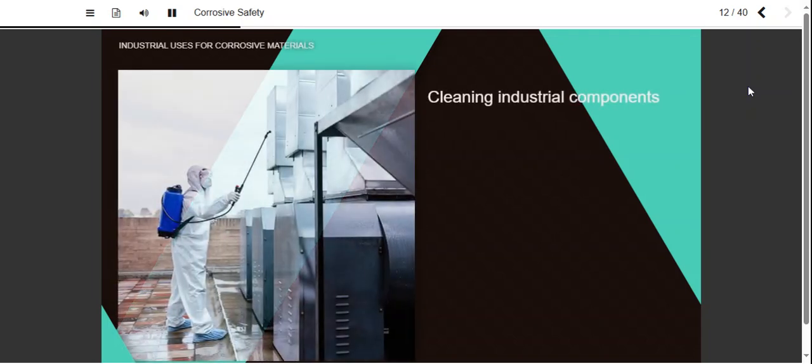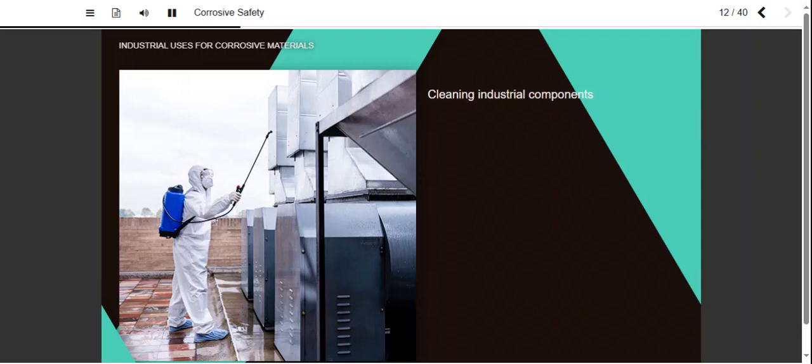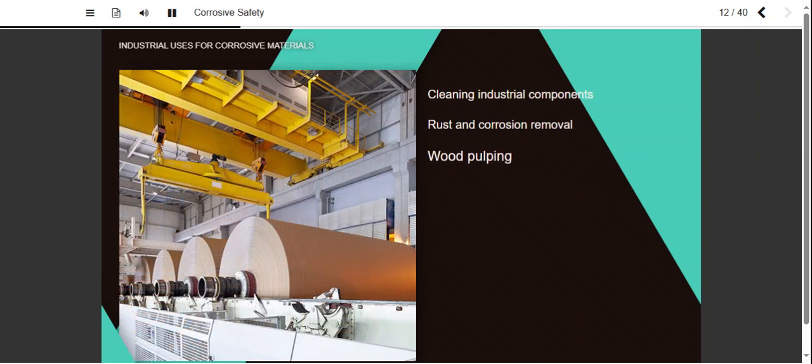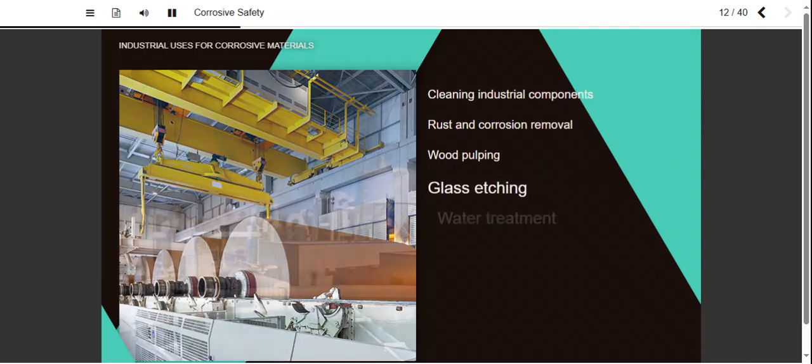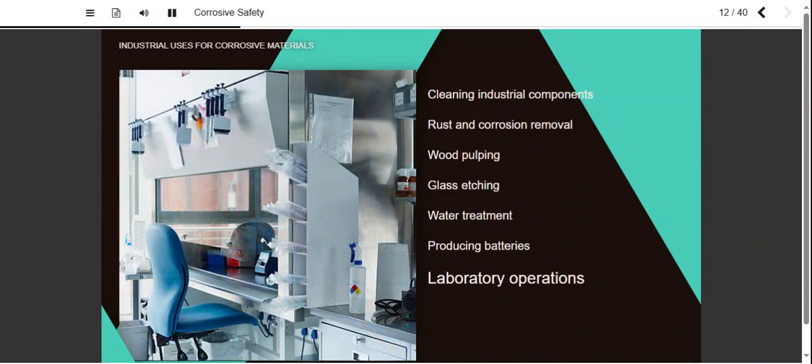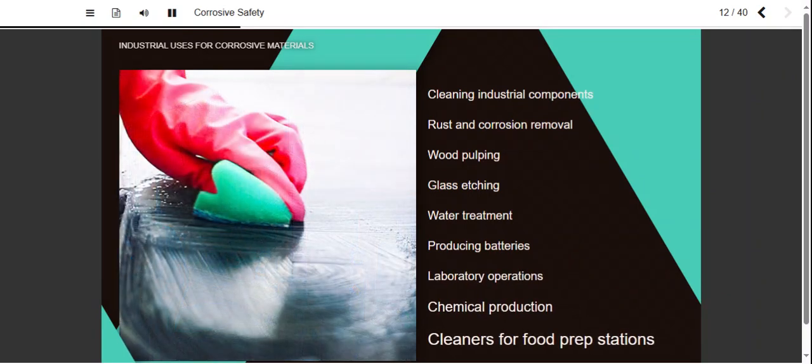Many industries use corrosive materials for cleaning industrial components, as well as for rust and corrosion removal on parts. Other industrial uses include wood pulping for paper manufacturing, etching glass products, water treatment, and electrolytic fluids for batteries. You will also find corrosive materials in laboratory operations, chemical production, and in cleaners for food preparation stations.